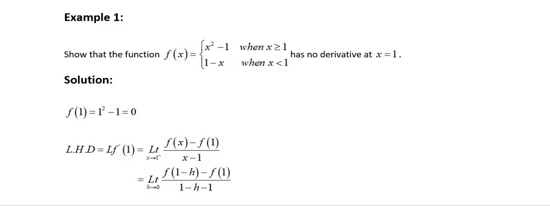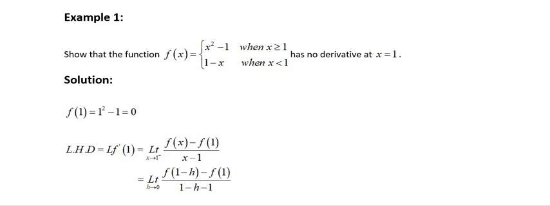Now we want to show that this f of x has no derivative at x equal to 1. For this we want to find out LHD and RHD values. After finding, if those two are not equal, then we can easily say that f of x has no derivative at x equal to 1.